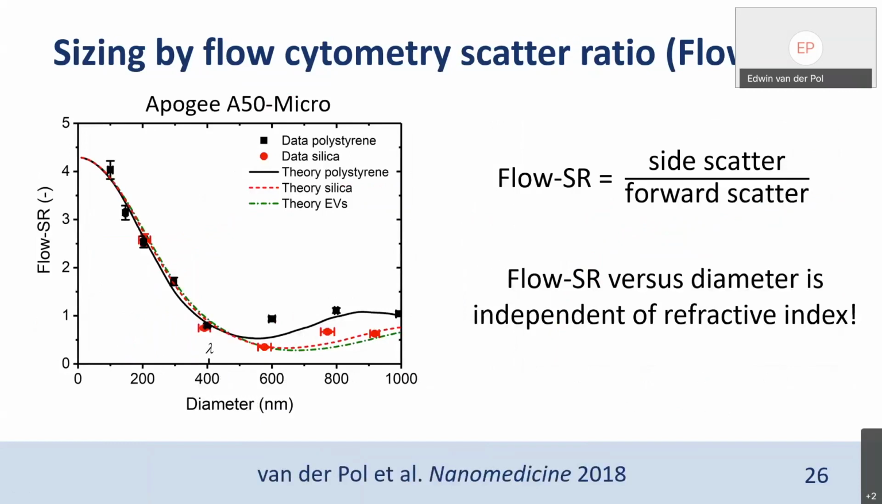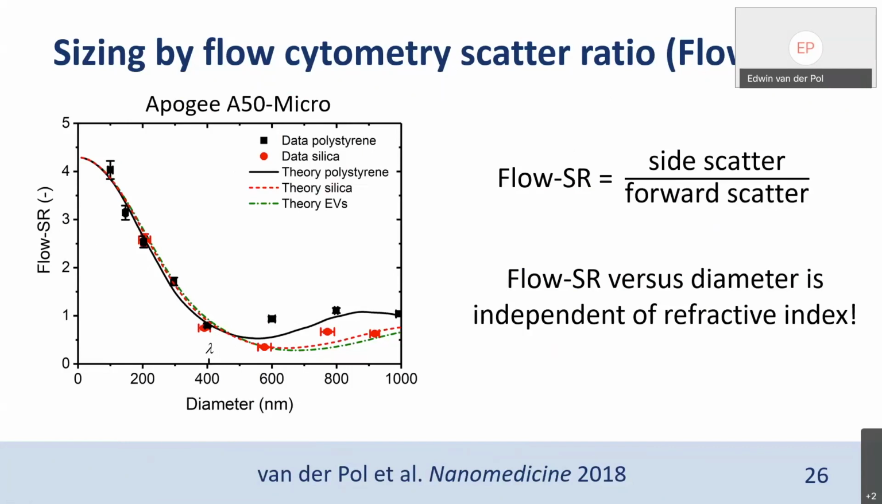However, if we take the ratio between side scatter and forward scatter, which we name the flow cytometry scatter ratio, or just in short, flow SR, we see that this flow SR versus diameter is independent of the refractive index up to about 500 nanometer for the Apogee A50. And that's just a little bit larger than the wavelength of the illumination. So this means that we can use this to size the particles, but in this case, independent of the refractive index.